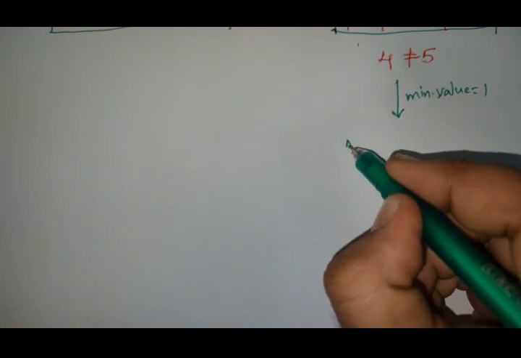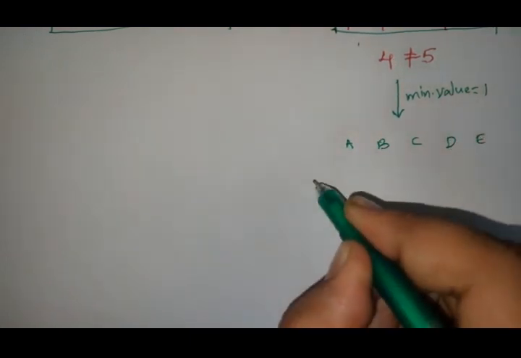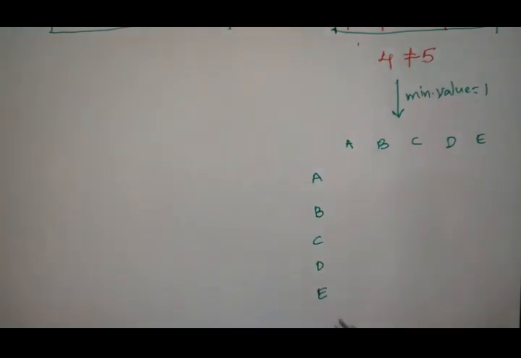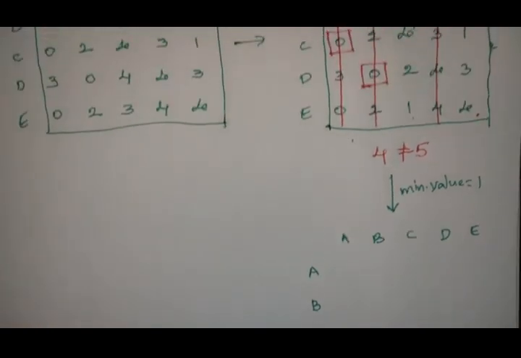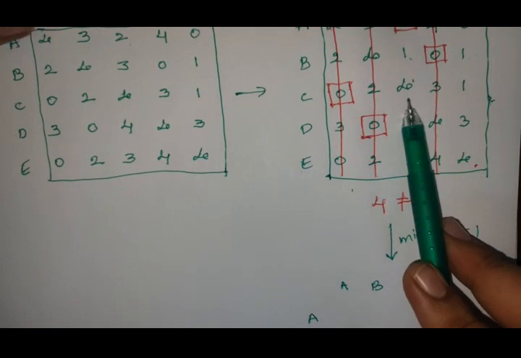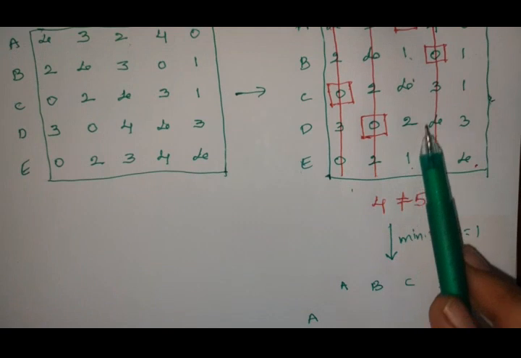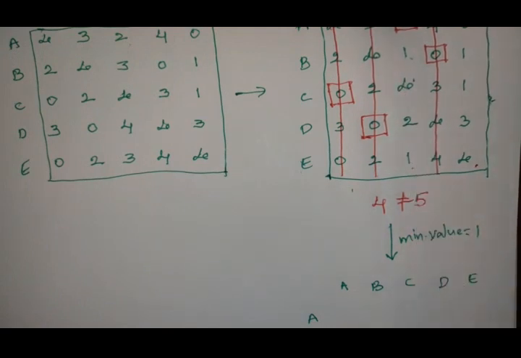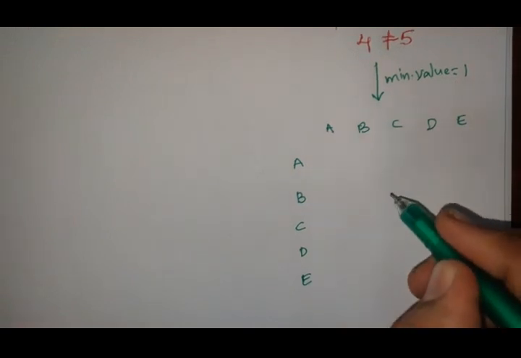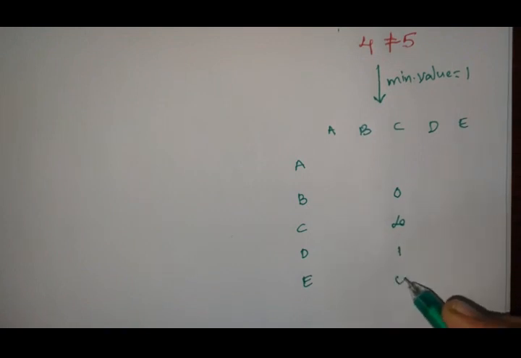First of all, I am writing the city names. So first let us do the subtraction. 1 minus 1 is 0, infinity minus 1 is infinity, 2 minus 1 is 1, 1 minus 1 is 0. So 0, infinity, 1, 0 you will get. So now write those values: 0, infinity, 1 and 0.